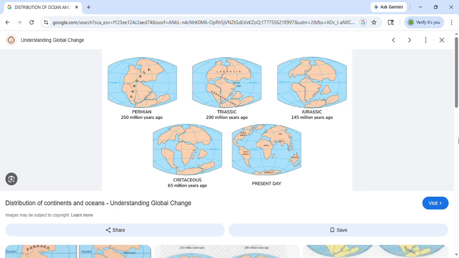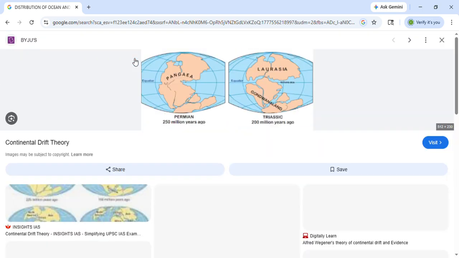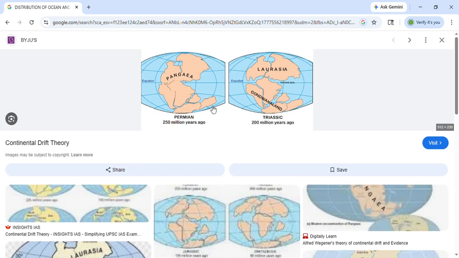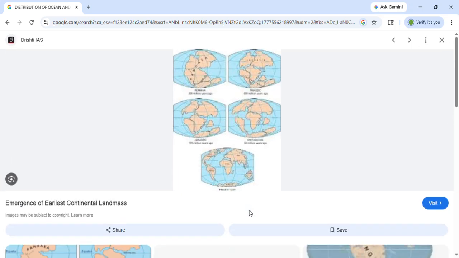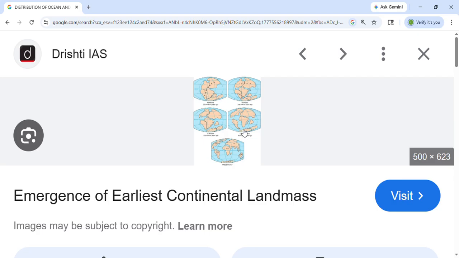So the next question: you mentioned jigsaw fit, where is the evidence most striking? If question number 2 is like this, we can answer like this. The most remarkable fit is between the shoreline of South America and Africa. The bulge of Brazil fits perfectly into the Gulf of Guinea. It is matching the torn edges of two pieces of the same newspaper.